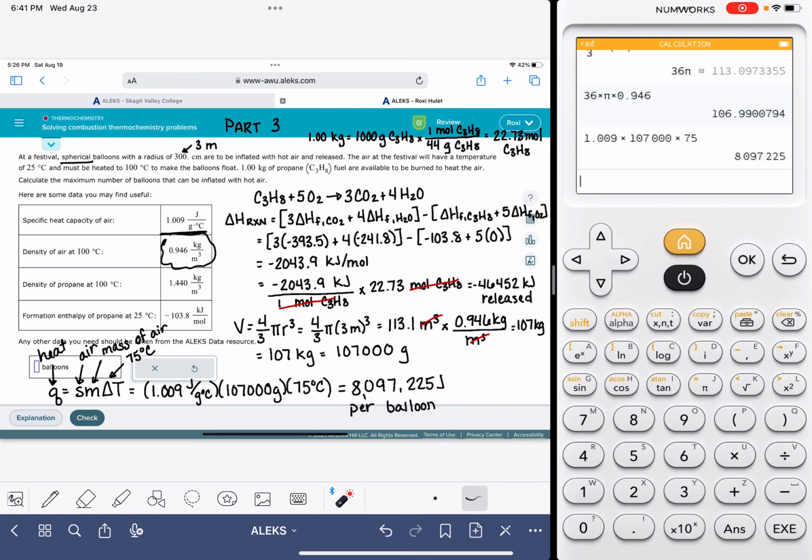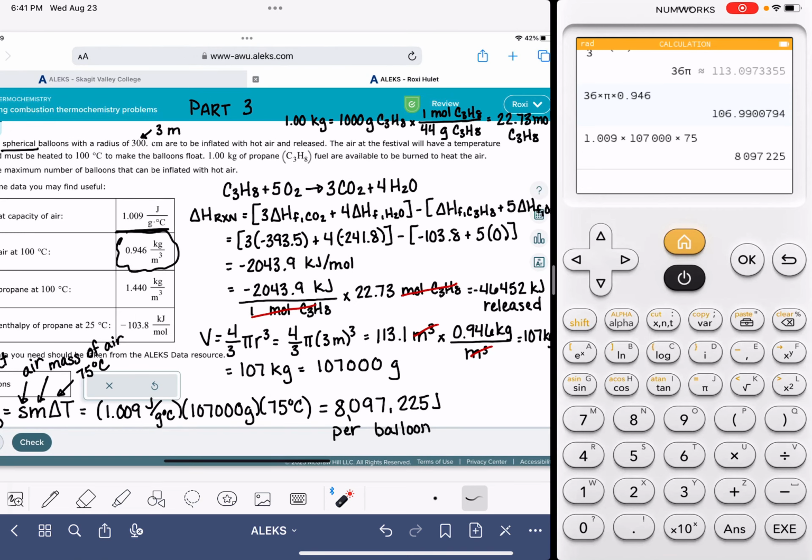So again, let's take a minute to think about what we are doing. We calculated the amount of heat that was generated every time 1 mole of propane underwent combustion. We multiplied that number, this number right here, by the actual number of moles of propane that we have. And so we found that we have available to us a total of 46,452 kilojoules of heat. When all of our propane burns, this is how much heat is going to be released.